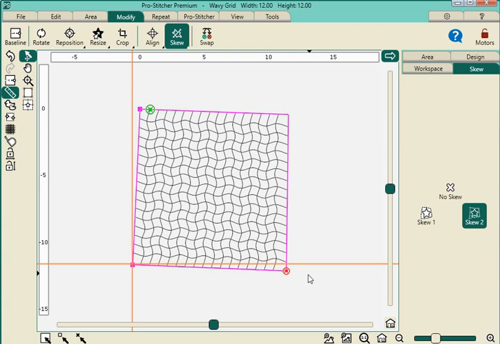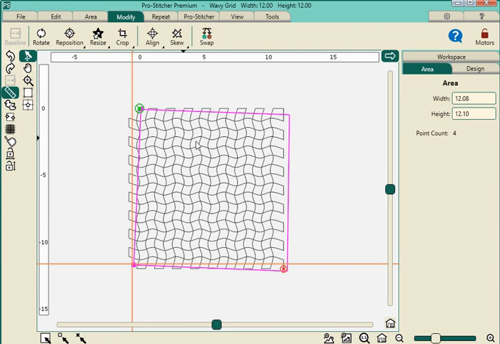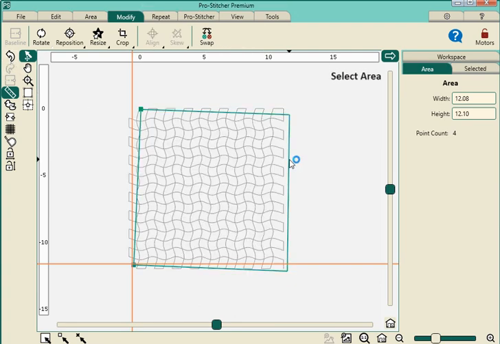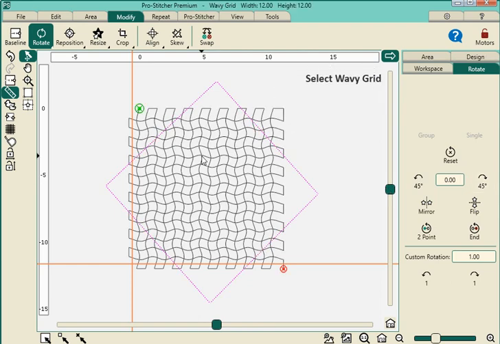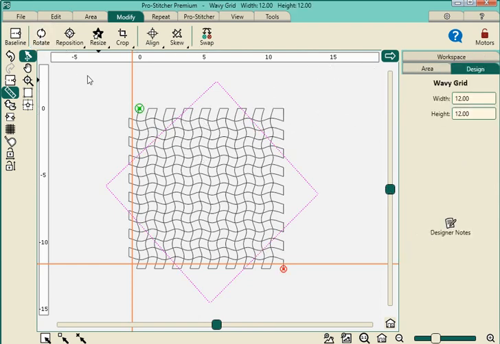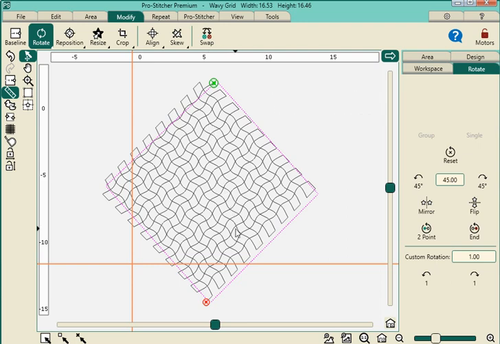So let's do something else. Let's say we want to rotate it, because that was the original question in the chat. So we'll undo our skew, select our area, and you see that turns it from a purple line to a blue line. And let's go to rotate, and we're going to rotate our area, and then select your design and also rotate it.